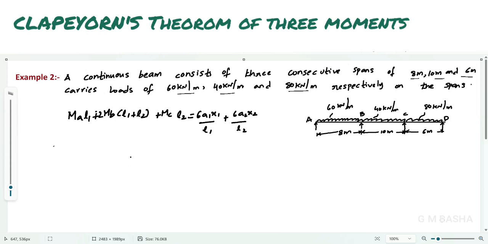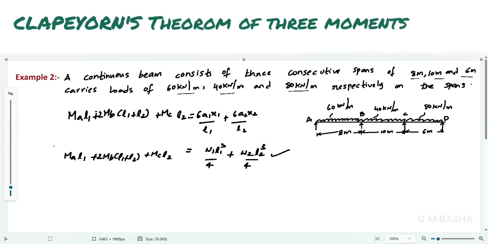But already in the last example also I showed very clearly, whenever a UDL is given, you please simplify this formula. The right side will be W1 L1 cube by 4 plus W2 L2 cube by 4. In place of 6 A1 X1 by L1 and 6 A2 X2 by L2, you just take this formula directly. MA into L1 plus 2 MB into L1 plus L2 plus MC into L2. So please make use of this formula directly.